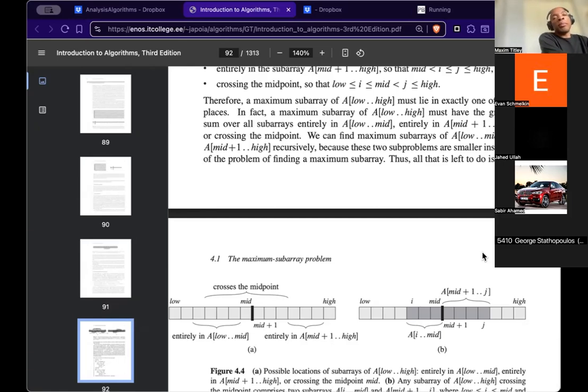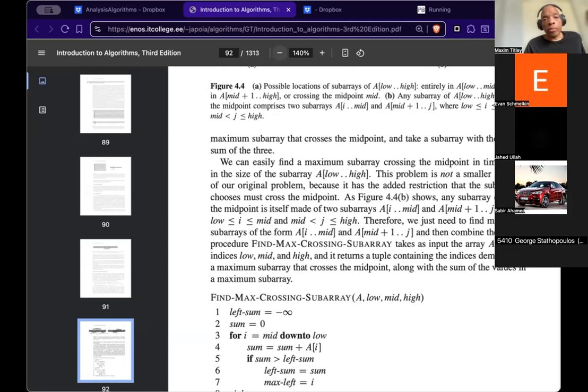Okay, so there is a maximum strategy in which the maximum subarray must lie in exactly one of these places, after the subarray is somehow not handled properly by the previous cases. All right, one second.